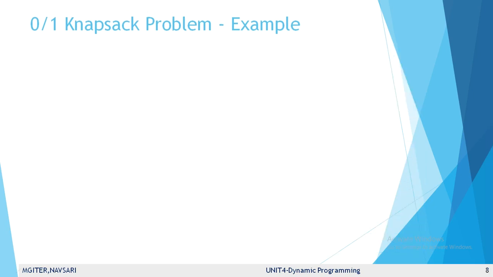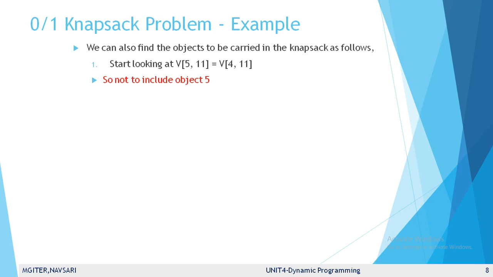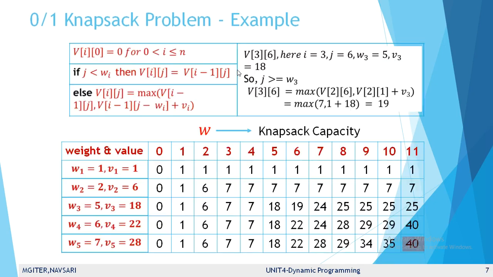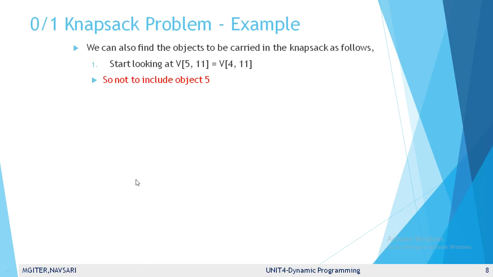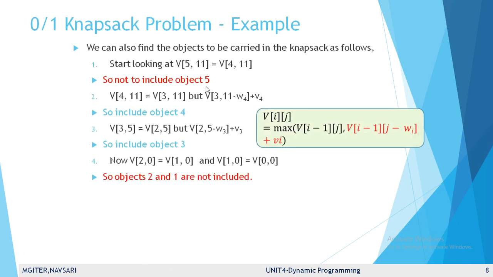Now we earn a profit of 40 rupees. But the next thing is how to find which objects are carried in the bag. Now start looking at the table. V of 5,11 is equal to V of 4,11. See here, yes. So we do not include object 5. Next, V of 4,11 is not equal to V of 3,11, so we include object 4.